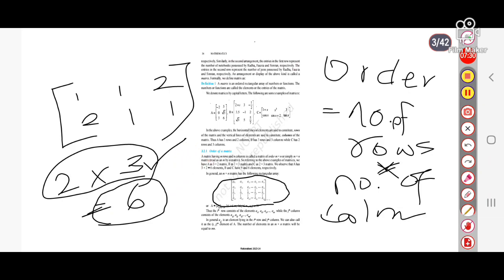Number of elements can be easily determined from the order by multiplying the values, that is, number of rows and number of columns, that is 6. So number of elements over here is 6. Obviously 1 2 3 4 5 6 elements are present. Order will be 2 cross 3, that is 2 rows and 3 columns, and the number of elements is inside the matrix, right?